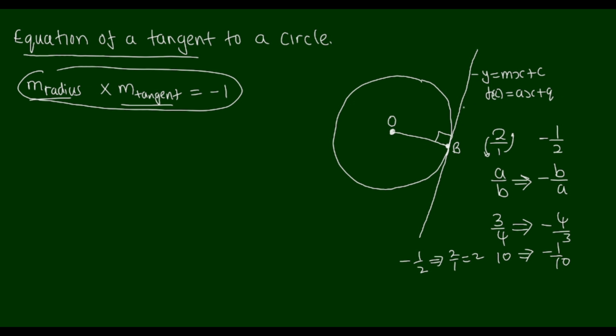Then how are we going to be able to find the equation of the tangent? That's what we want to find. After finding the gradient of the radius, we can find the gradient of the tangent. So the first step is to find the gradient of the radius. After that, find the gradient of the tangent, and then use this general equation to find the equation of the tangent. You'll have the gradient and also the coordinates of this point. Maybe let's look at an example.